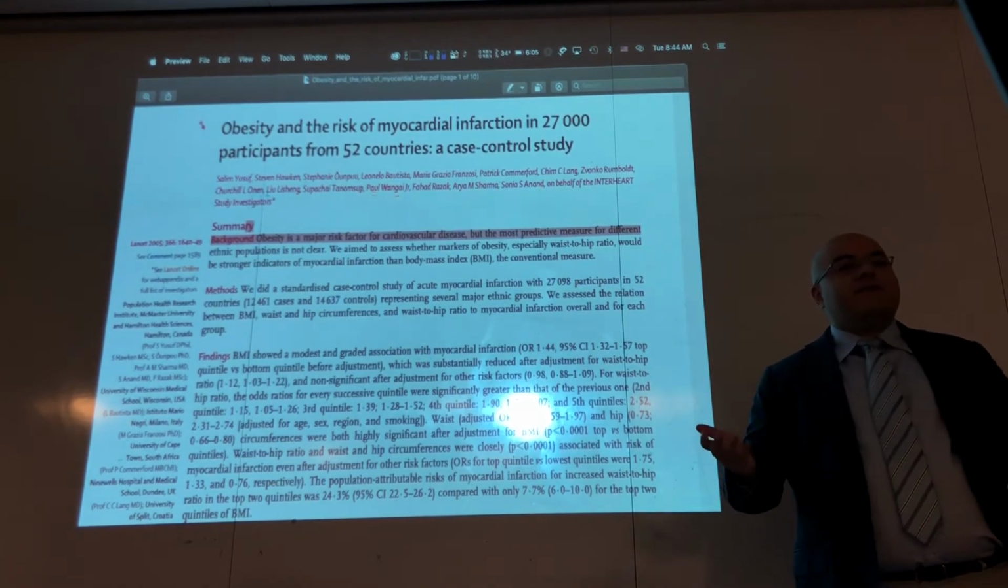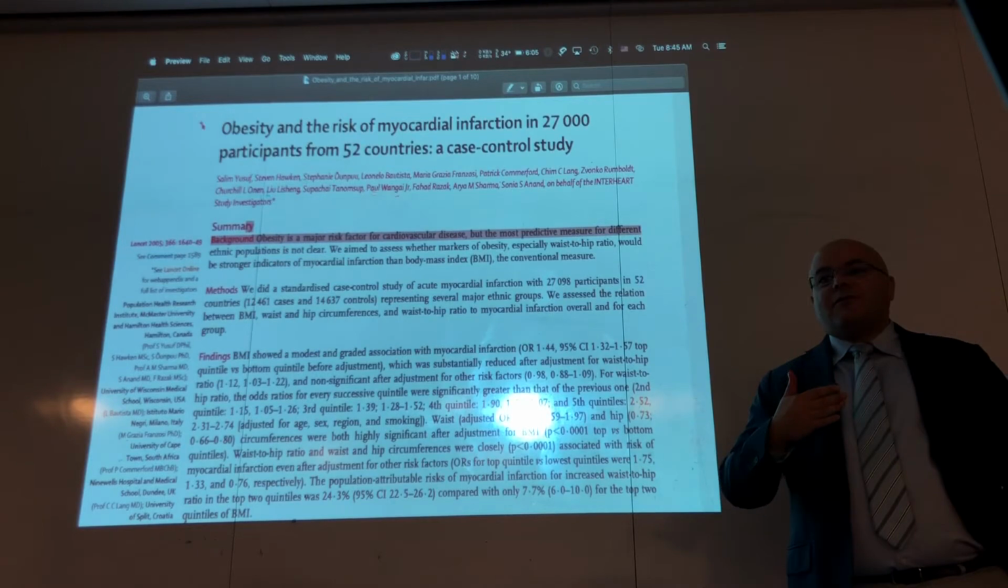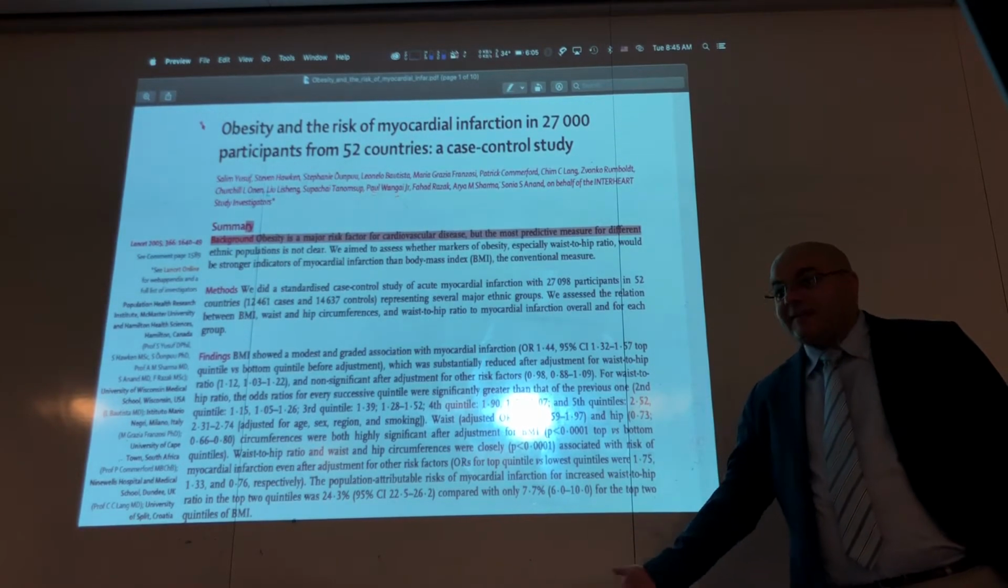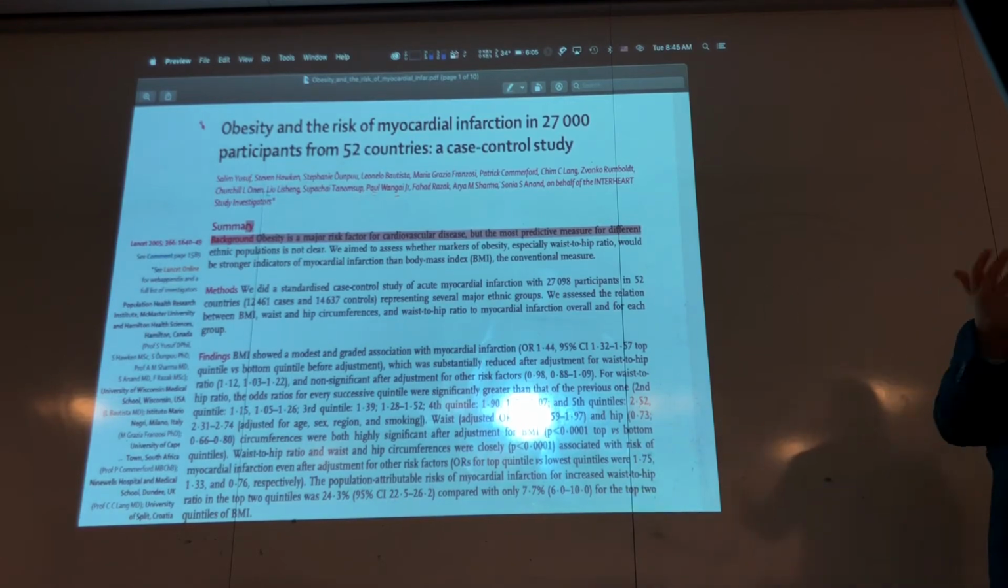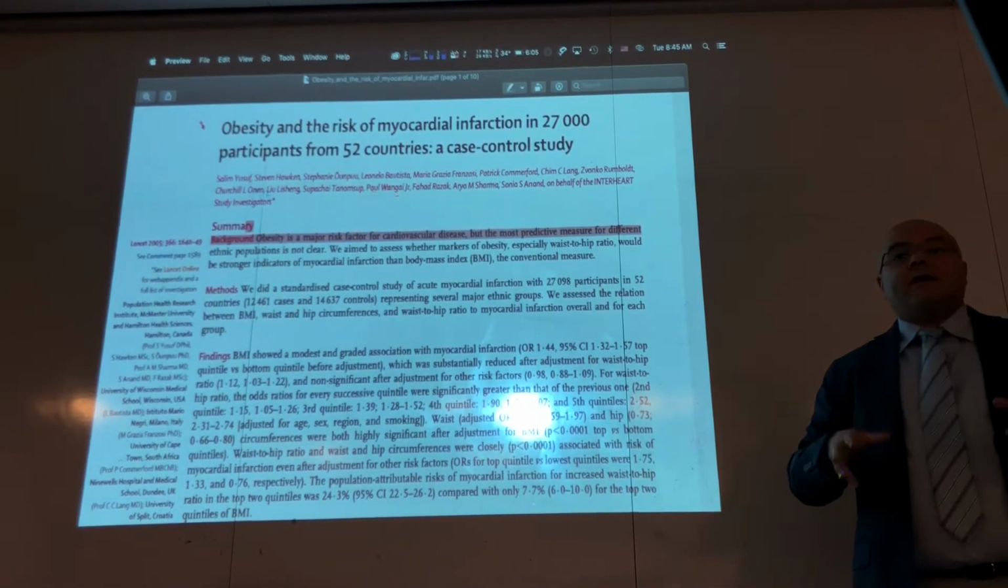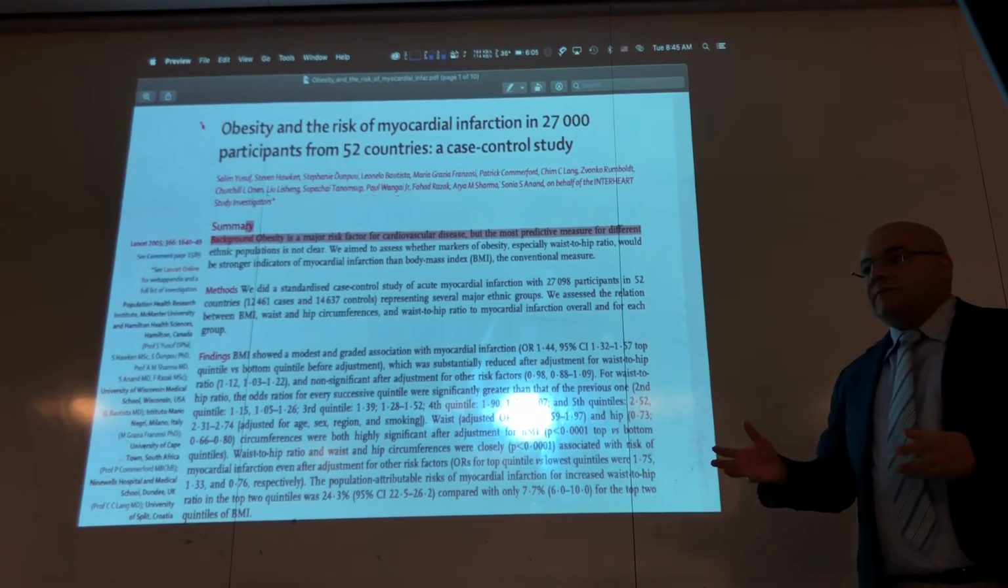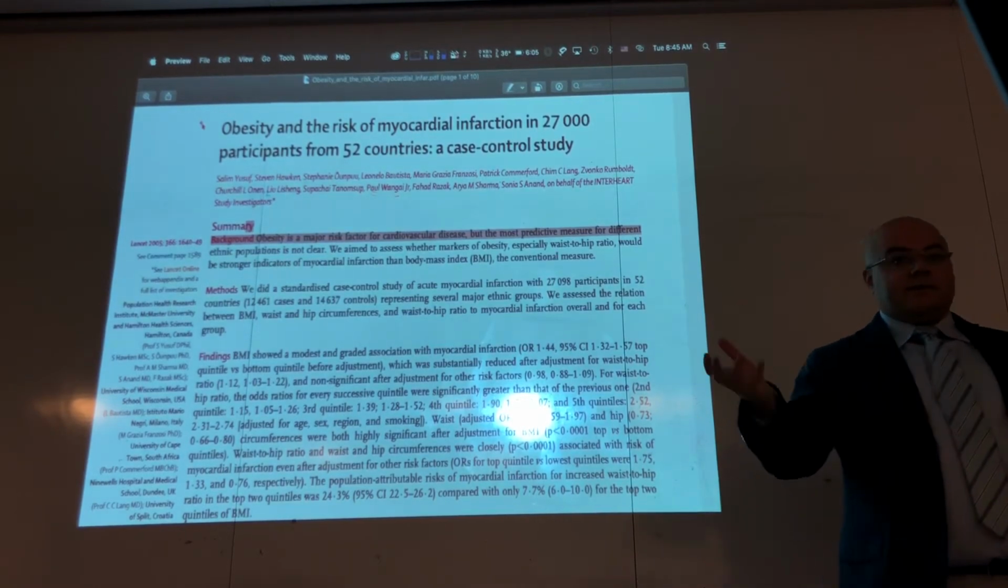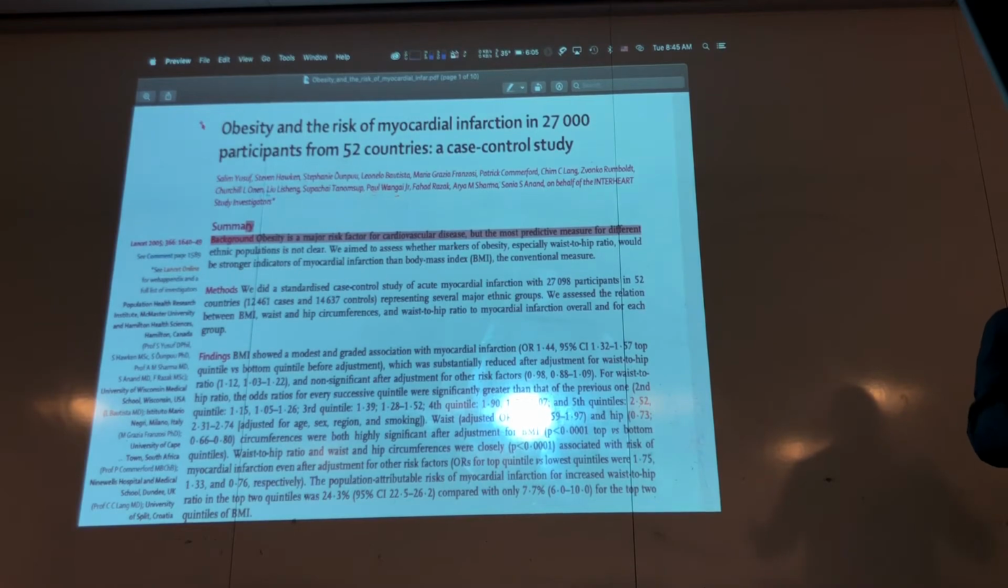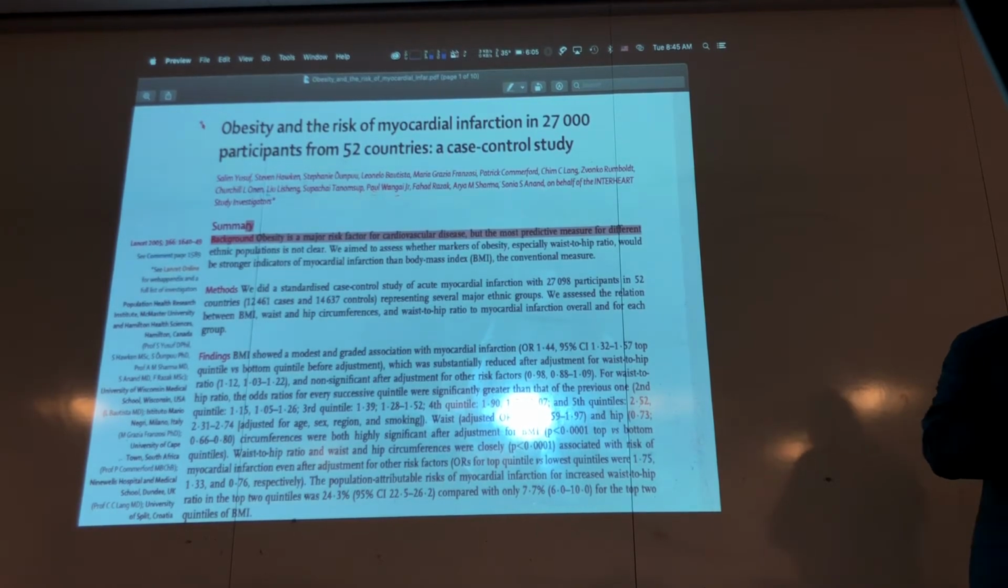So why would they do a case-control study? Why didn't they do a cohort? Because they want to assess the exposure. They don't have the exposure here, the hip-to-waist ratio. I'm comparing which one is the right exposure, or which one is the better exposure. Is it BMI or the waist-to-hip ratio? Is the idea clear?